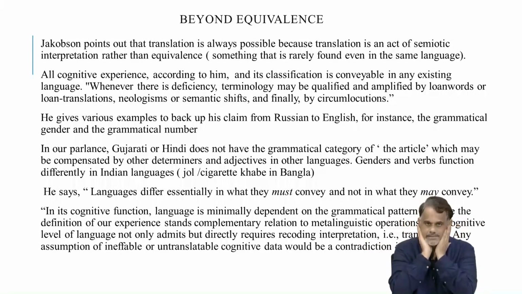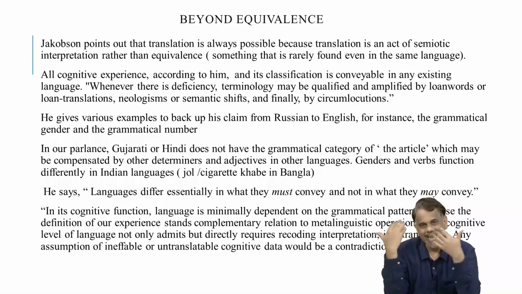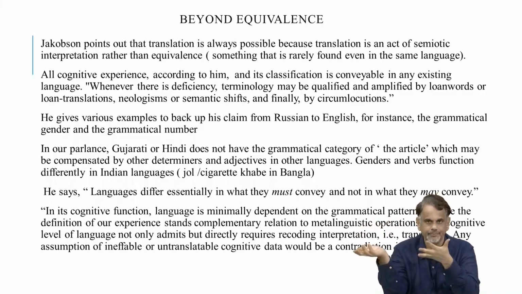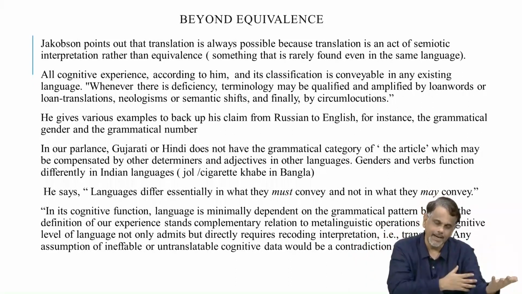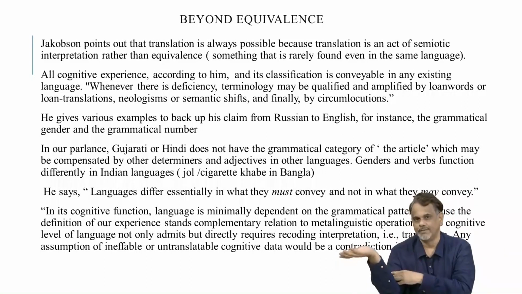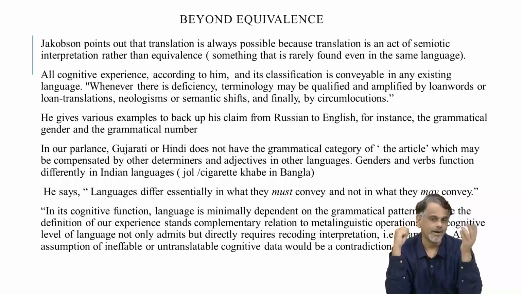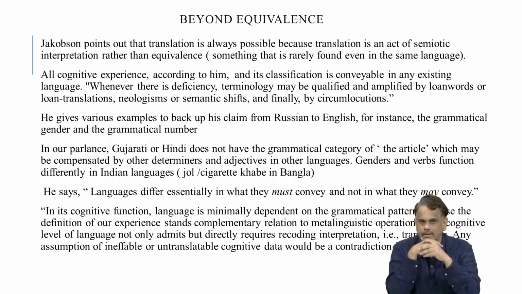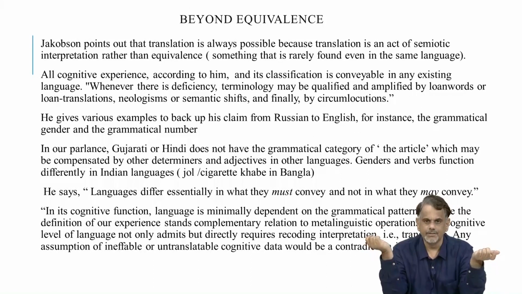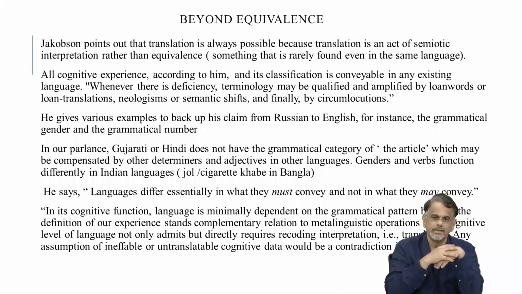Once we define translation as an act of semiotic explication and interpretation, it is always possible to communicate something in one language in another language. You may have to use loan translation. You may have to use loan words. You may have to use neologisms. You may have to rely on semantic shifts or circumlocutions, right? And he goes on to give examples from Russian to English.